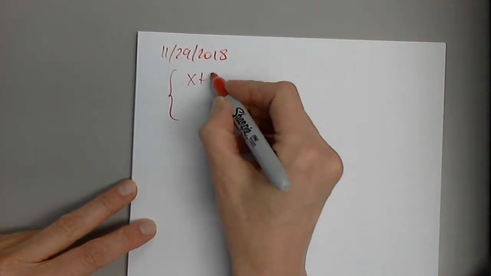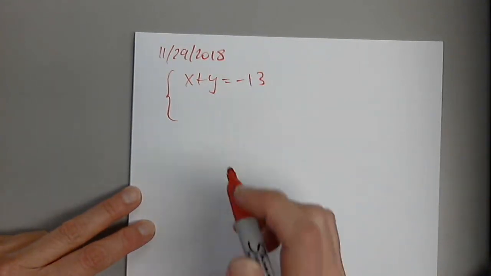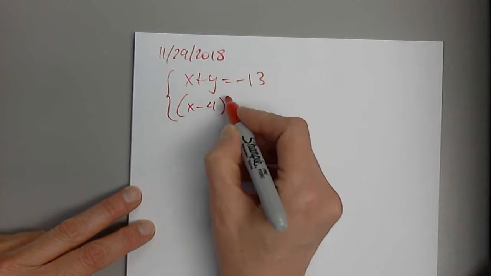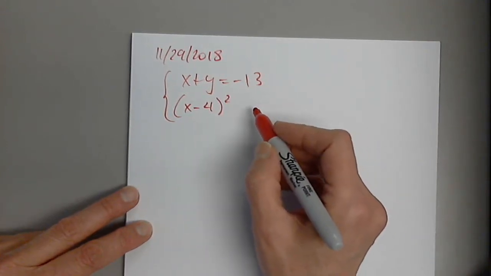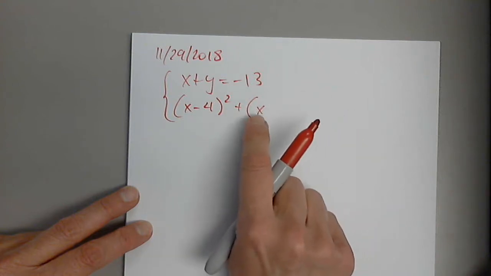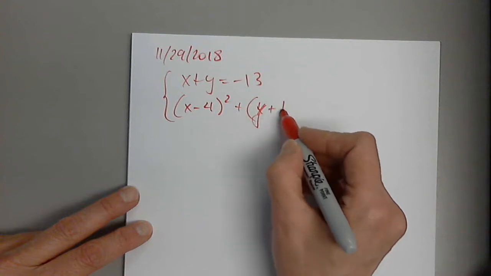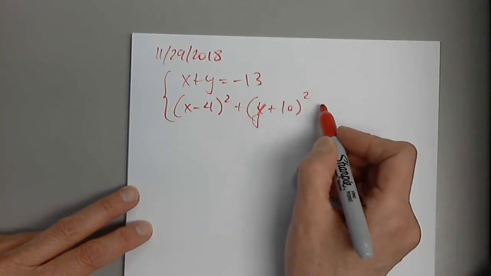x plus y equals negative 13. And then in parentheses, x minus 4 squared plus, in parentheses, y plus 10 squared equals 25. Is it y or x? Oh, y. I'm sorry, it's y.